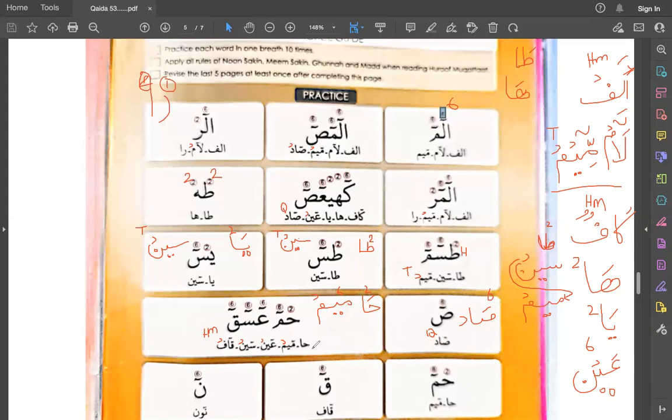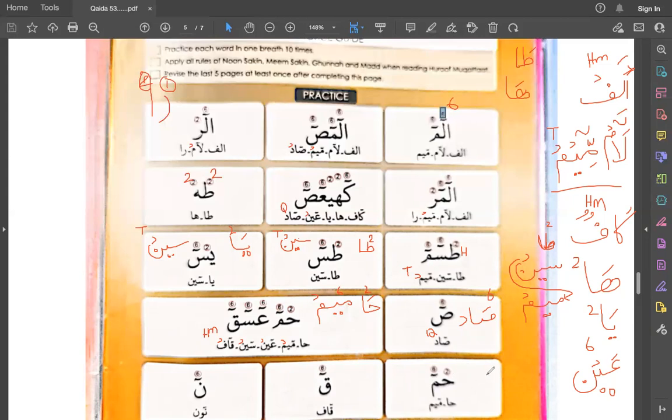Now listen how we will say it. Ha Meem Ain Seen Qaf. Should I try it again? Yes. Ha Meem Ain Seen Qaf.